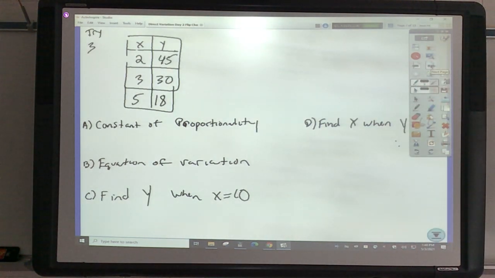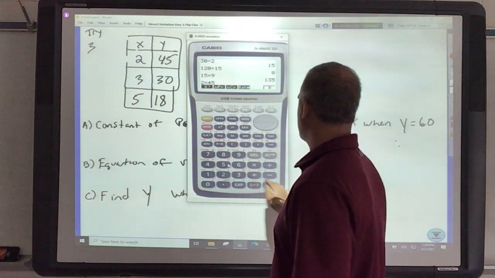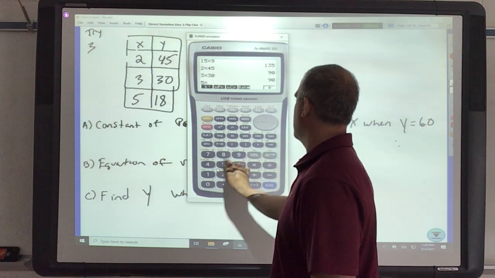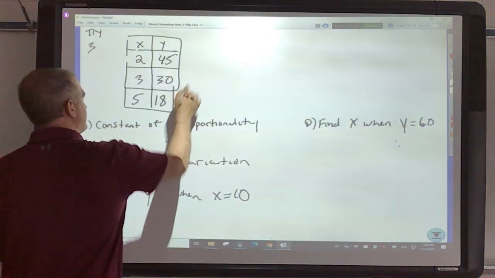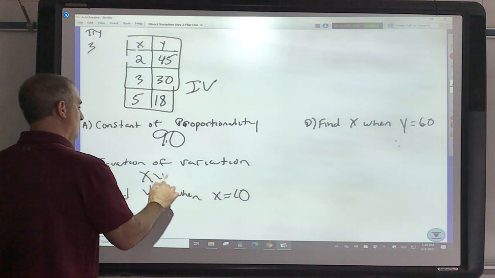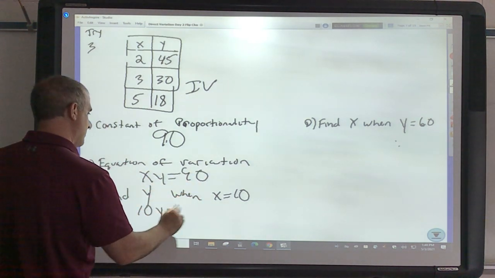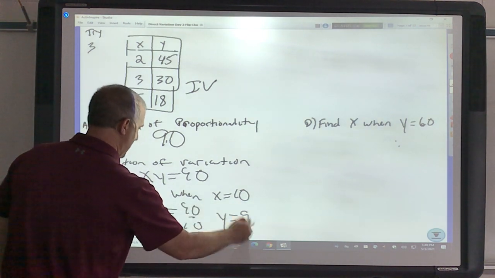Okay, let's try this one. All right, so easy way to check. We're just going to multiply. That's 90. It's 90. Okay, so this is inverse variation. The proportionality constant is 90. xy equals 90. Find y when x equals 10. Okay, so just divide by 10. That's going to be y is 9.